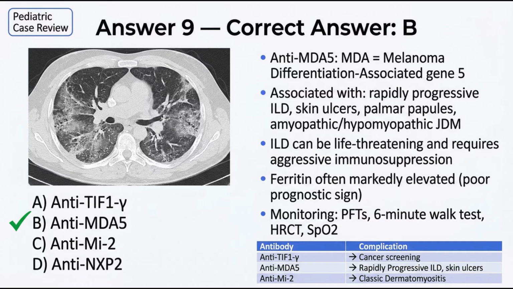Anti-MDA5 antibody, directed against melanoma differentiation-associated gene 5, is the myositis-specific antibody most strongly associated with rapidly progressive interstitial lung disease in juvenile dermatomyositis. The interstitial lung disease in anti-MDA5 positive patients can be life-threatening and requires aggressive immunosuppression beyond standard first-line therapy. These patients often present with skin ulcers, palmar papules, and amyopathic or hypomyopathic disease where muscle weakness is minimal or absent despite severe systemic involvement. Ferritin is often markedly elevated and serves as a poor prognostic marker. Monitoring requires serial pulmonary function tests, 6-minute walk testing, high-resolution computed tomography of the chest, and oxygen saturation monitoring. Anti-TIF1 gamma warrants cancer screening even in children.